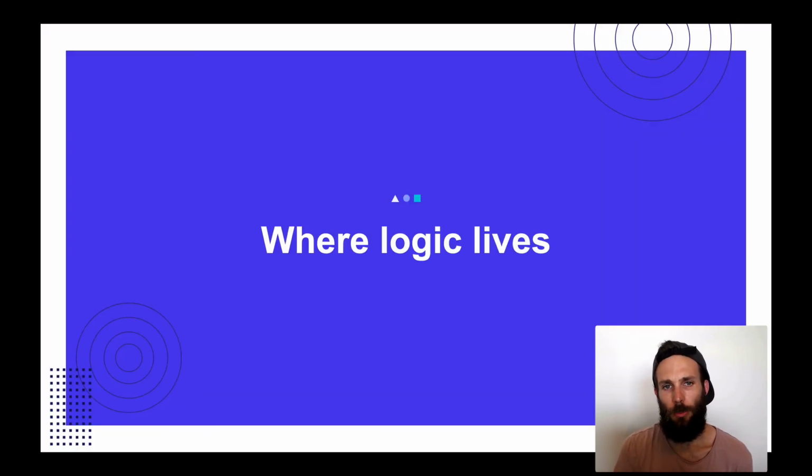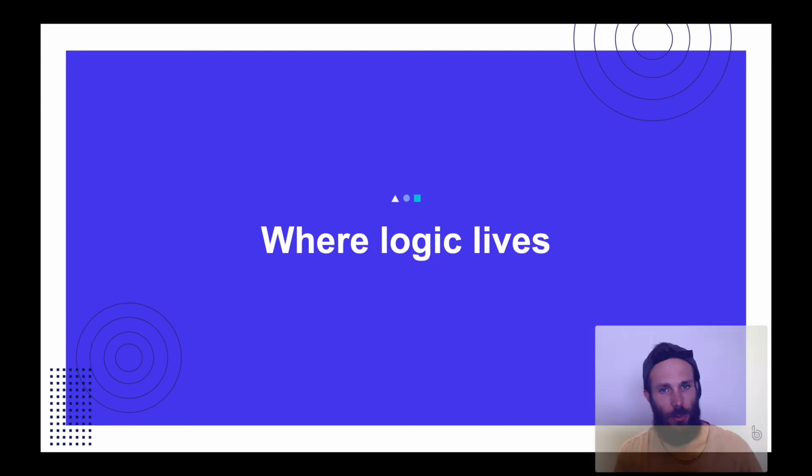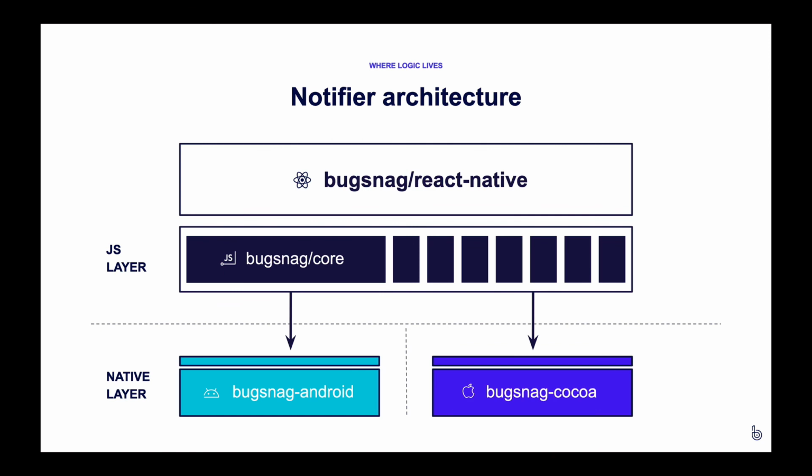Now, a problem that affects us building an SDK, but would also affect any React Native application that includes a non-trivial amount of native code. And this is the problem of answering the question, given a new feature or requirement, should you write your logic in native code or JavaScript? So let's take a look at the architecture of our React Native notifier.